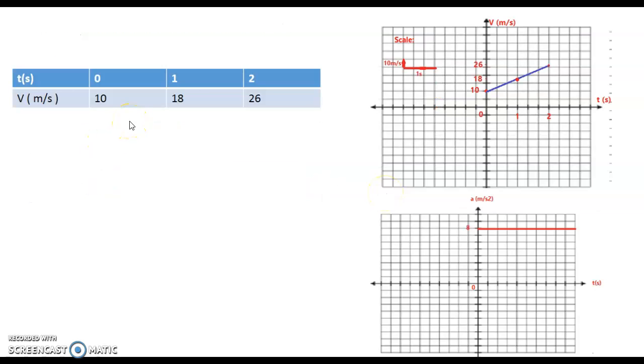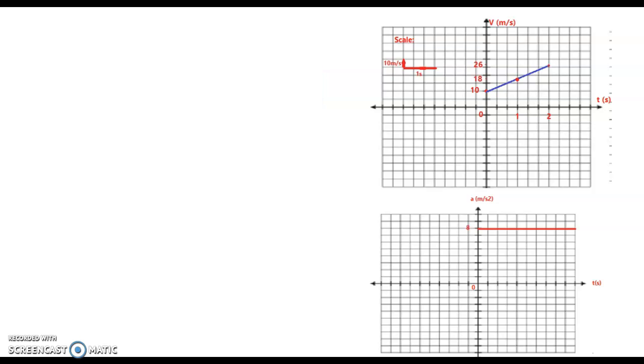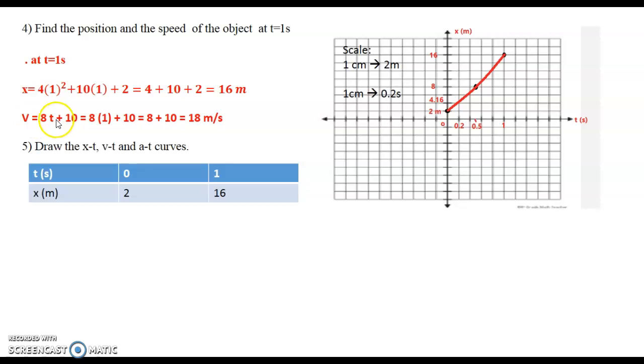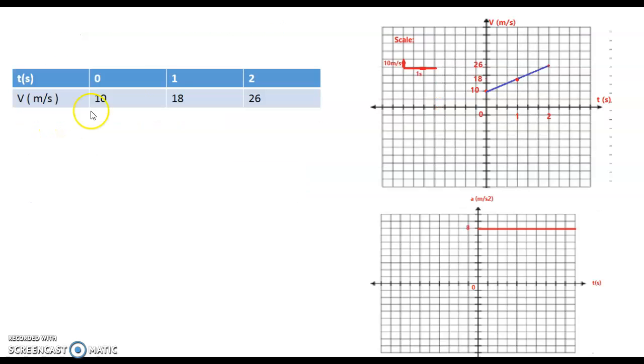Now, similarly for the representation of the speed versus t, you have to do the substitutions in the speed-time equation. So you substitute in v equals 8t plus 10, and for 0 it's obtained 10, for 1 it's already obtained 18. Now you have to find for t equals 2, the v is going to be 26 because you have 8 times 2 is 16 plus 10 is 26. So considering a scale, every 1 centimeter on the y-axis is 10 meter per second, and on the x-axis I considered 3 centimeter equal 1 second.